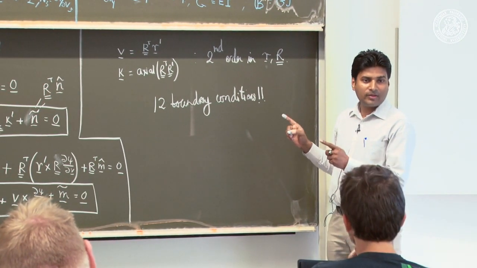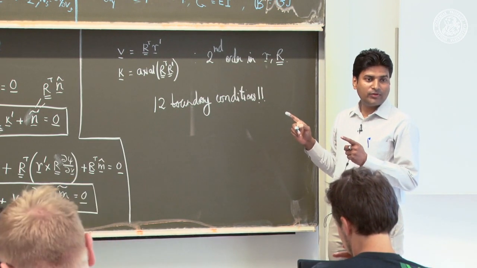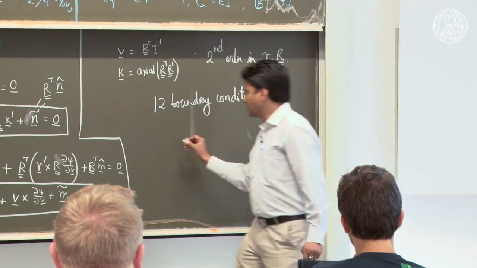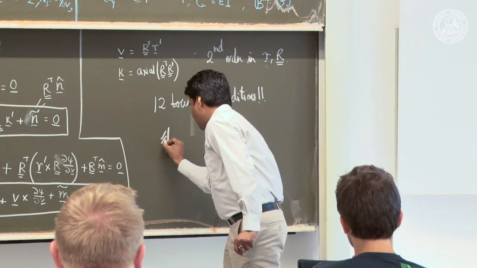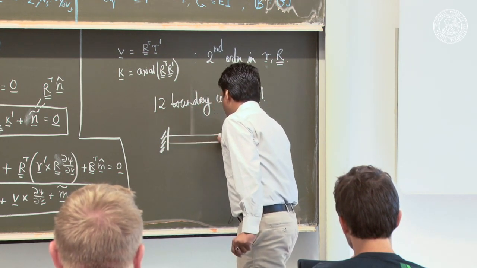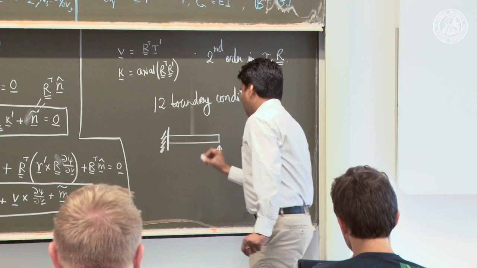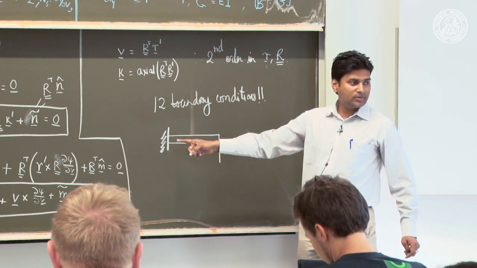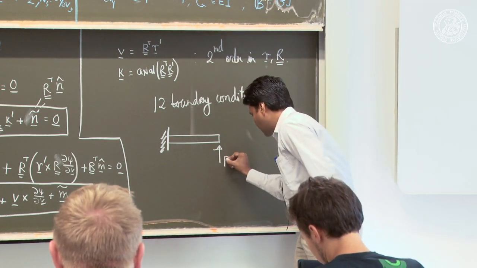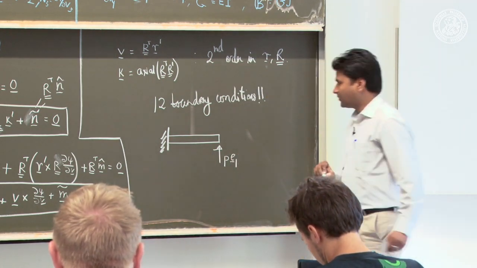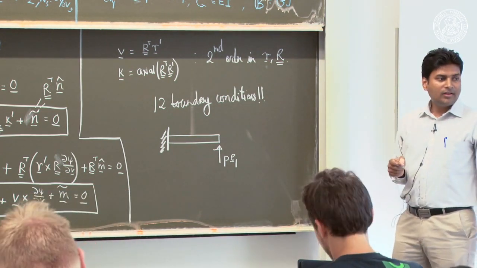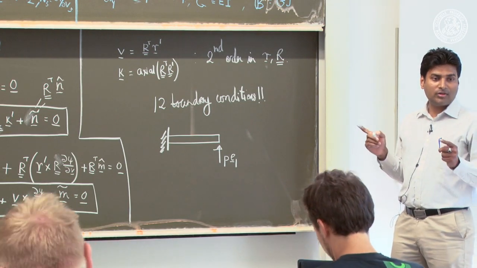Think of a very simple cantilever problem that we solved using Euler-Bernoulli or Timoshenko beam theory. Can you think of what those 12 boundary conditions are? So one end is clamped, and at the other end you have a load acting, which is P times E1. So it's always in the E1 direction. So you see, you have to get 12 boundary conditions.